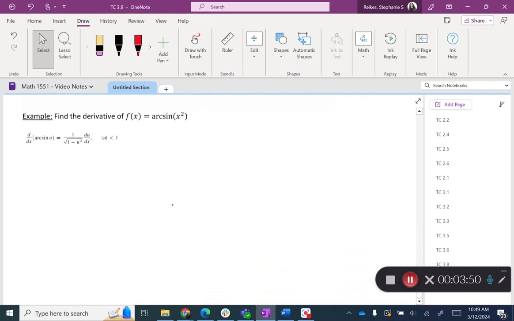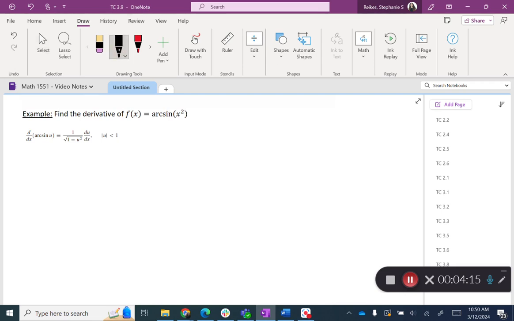All right, let's take a look at one last example. Let's find the derivative of f of x is equal to arcsine x squared. Again, I wrote down the rule one more time. To take the derivative of arcsine u is equal to 1 over the square root of 1 minus u squared times du dx. And of course, we cannot forget the chain rule. So let's go ahead and take a look at finding the derivative of arcsine x squared.